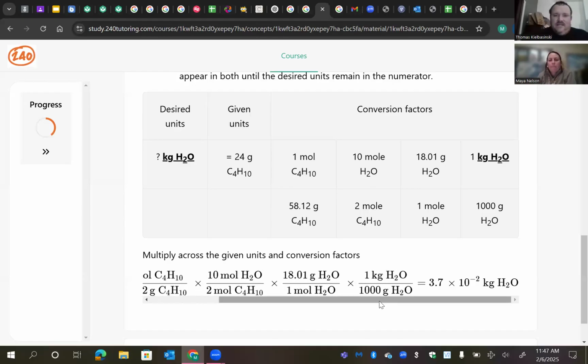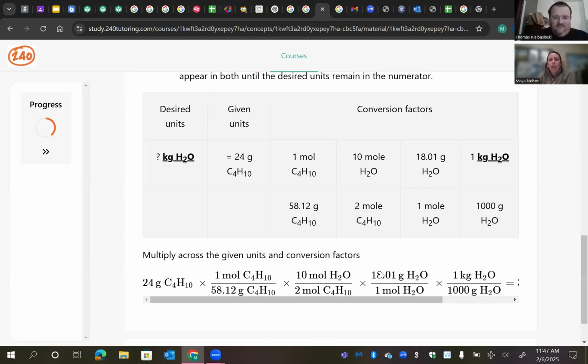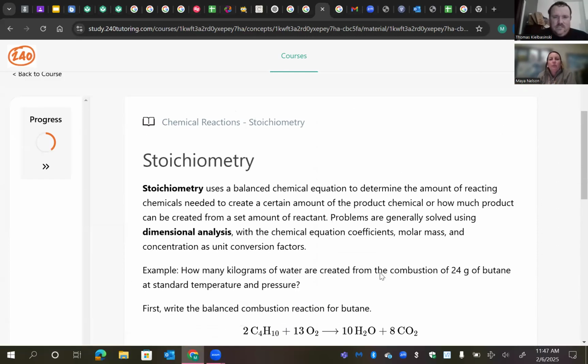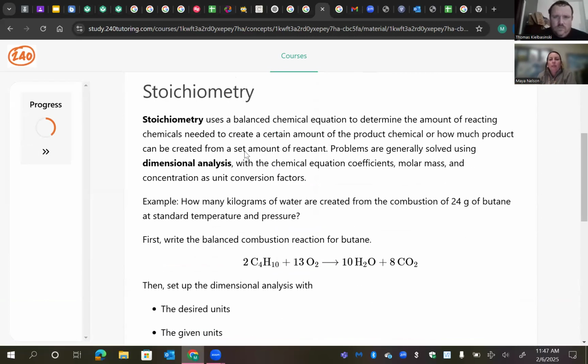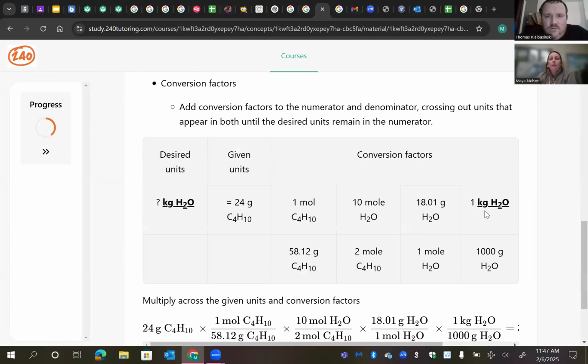Let me look at something here. I'm curious myself how they got this. It's confusing. Do you want to read it? Do you want to go through this? I could copy this because stoichiometry uses a balanced equation to determine the amount. I'm just 4 times 1 times 2. I just don't get what they're doing.